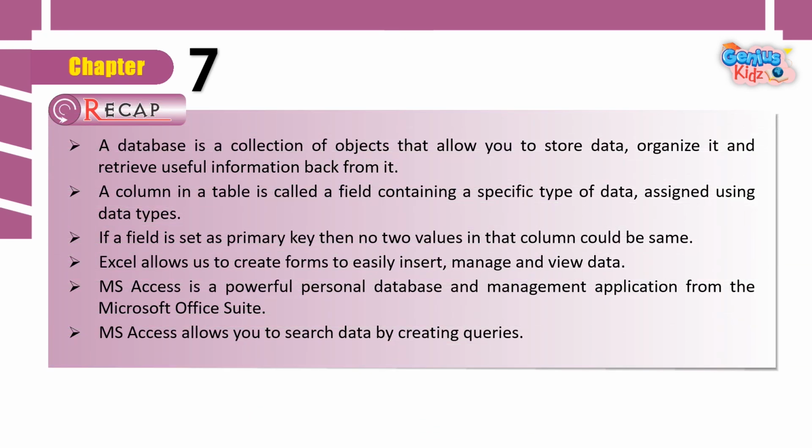Recap. A database is a collection of objects that allow you to store data, organize it and retrieve useful information back from it. A column in a table is called a field containing a specific type of data, assigned using data types. If a field is set as primary key, then no two values in that column could be same. Excel allows us to create forms to easily insert, manage and view data. MS Access is a powerful personal database and management application from the Microsoft Office suite. MS Access allows you to search data by creating queries.